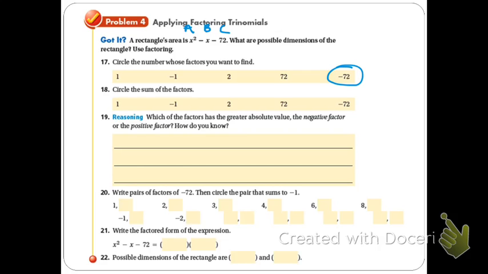Circle the sum of the factors. I think it's what we want to find. The sum of the factors we want to find is our b value. So in this case, we want it to sum up to negative 1. Which of the factors has the greatest absolute value, the negative factor or the positive factor, and how do you know? Well, that's a very confusing question. I think it makes it easier if you do this. Negative 72, and we want it to be a negative 1.